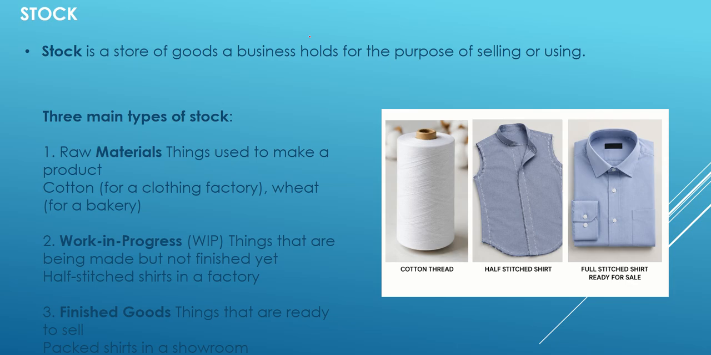Next comes stock. Whatever I purchase and store in the business in order to run the business is called stock. It can be raw materials, it can be work in progress, that is my product which is halfway prepared, and then the finished goods which are completely ready for sales. All these come under stock. So in this example, this cotton thread is my raw material which will come under stock. The half stitched shirt is a work in progress stock that I have to account for, and a fully stitched shirt which is ready for sale will come under finished goods, stock that I have to account for.